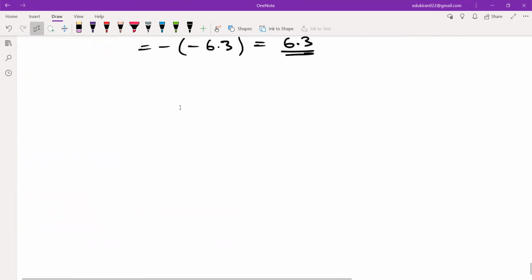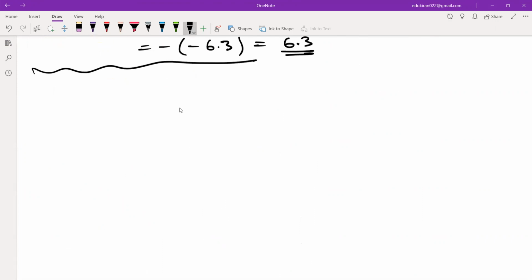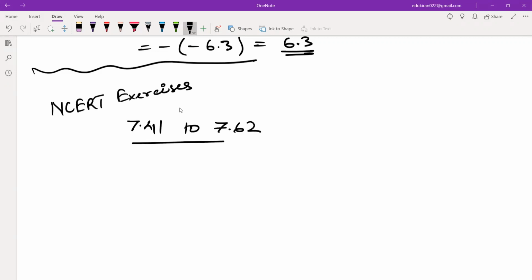So you have to write homework for today that you will be showing me. You will be submitting on Monday. But please keep your notes with you while you are doing these exercises. Okay. So NCERT exercises 7.41 to 7.62. Some of the questions we have done in the classwork, but you can try them again. There is no harm in doing those questions again.